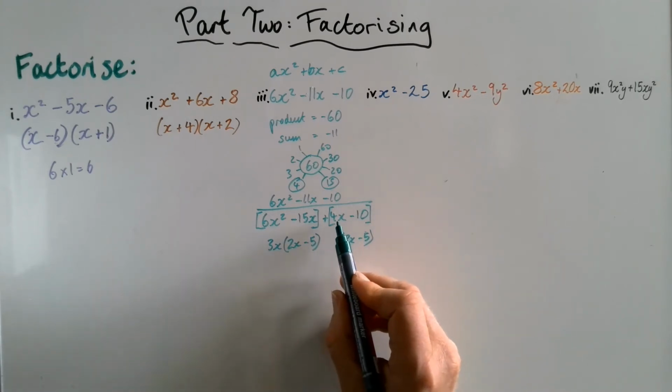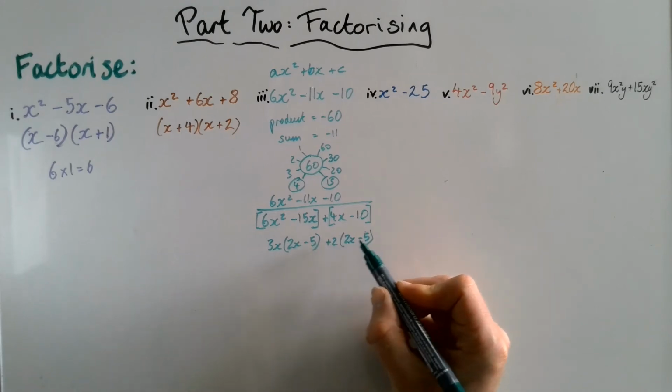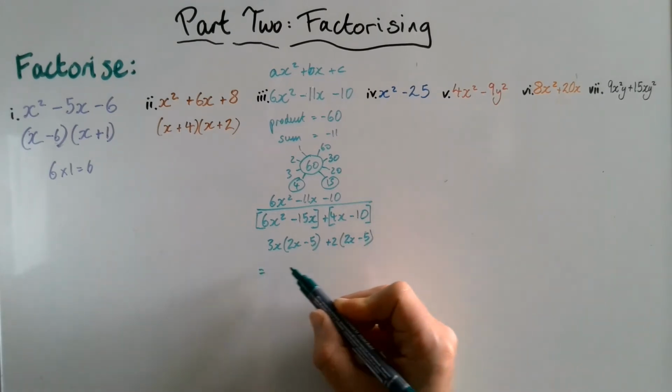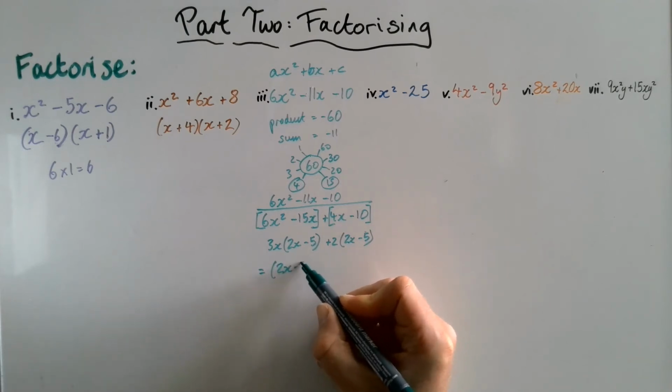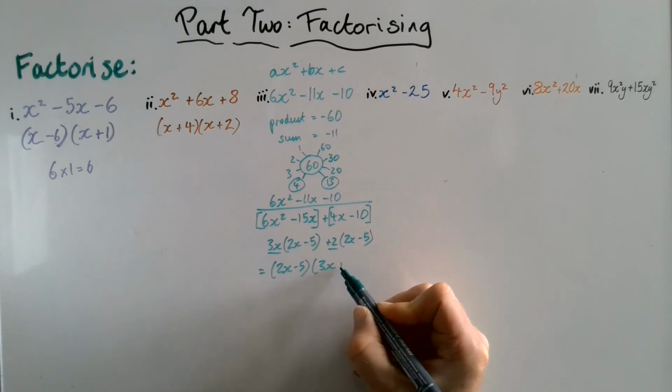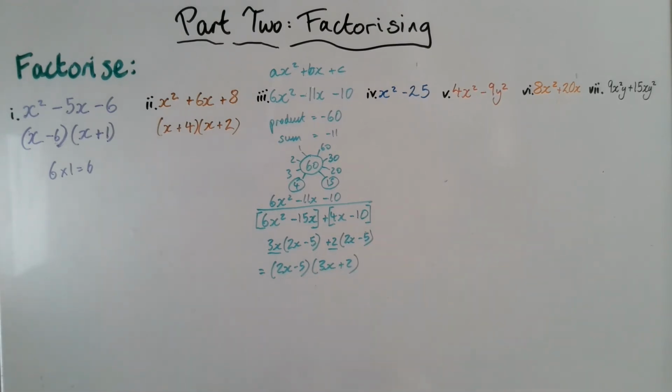What do I times by 2x to get 4x? 2. Check that works for negative 10, and it does. And now we're virtually there. My first bracket is the one I can see. My other bracket is made up of 3x plus 2. And then if you want to make doubly sure, you can multiply it out again later.